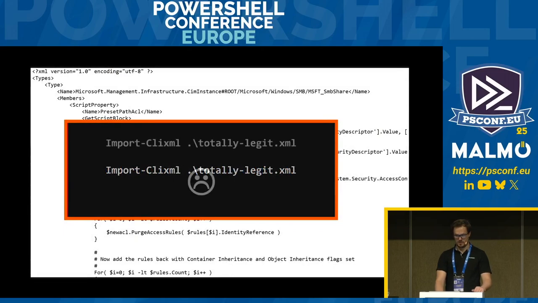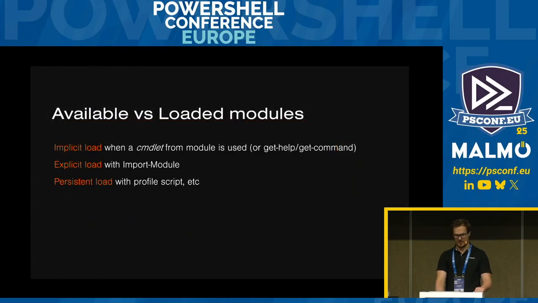Then if you just run Import-Clixml, it doesn't work in this case. So why doesn't it work? Because the SMB share is available on the system, but it's not loaded in the console. That is two different things. You might not think about it because when you do a Get-SmbShare, the module is implicitly loaded. But in this case, it won't be implicitly loaded. So it either needs to be implicitly loaded because it has been used before, or it needs to be explicitly imported with Import-Module, or be part of some profile script or whatever.